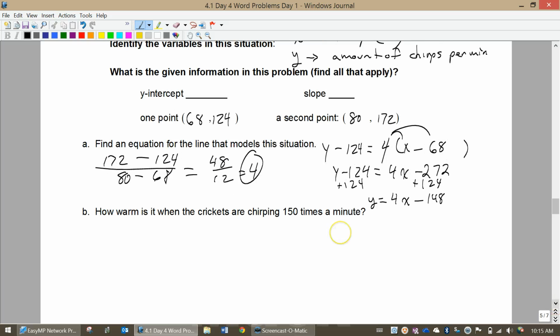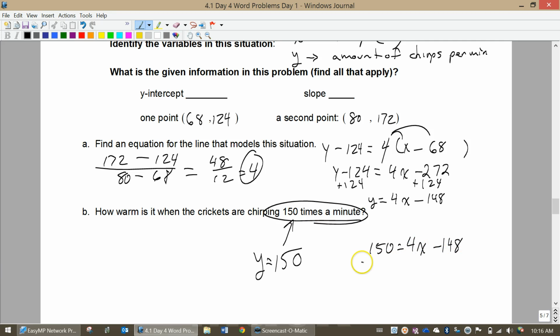And in terms of chirping, in terms of the 150, is that our Y or X? That's our Y, because that was chirping. If we look up at our variables, we can determine that. So 150 equals 4X minus 148, and then we can solve that. Add 148 to both sides. You get 298 equals 4X.